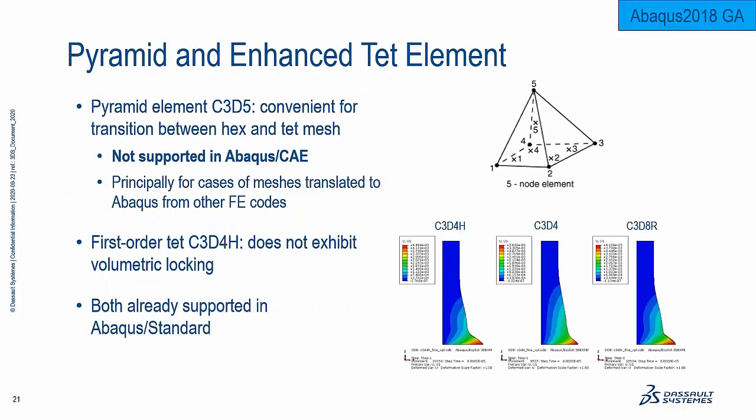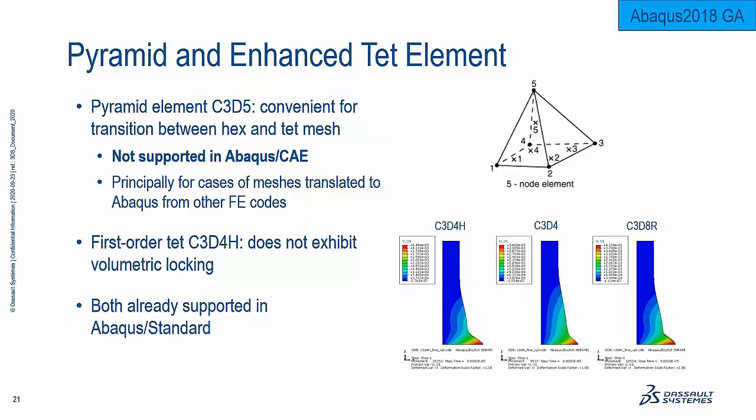As far as element technology, the usage of pyramid elements, or the C3D5 element, for mesh transition between hexahedral and tetrahedral meshes was made available with the general availability release of Abaqus 2018. These elements are unfortunately not available in Abaqus CAE. You can visualize them in Abaqus CAE, but Abaqus CAE's mesher will not create them for you automatically. So these are either elements that are going to come in from other codes, or I've known people who've written scripts to fill in the holes of some regions where these hex to tet transitions are necessary.